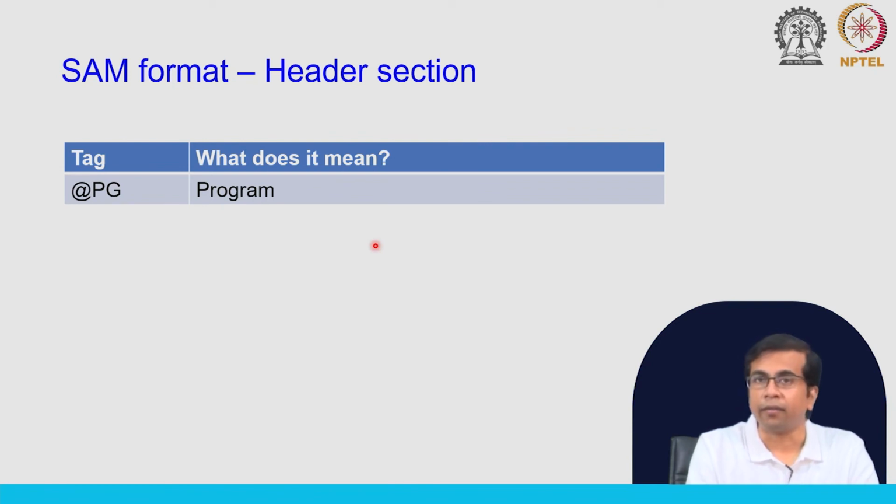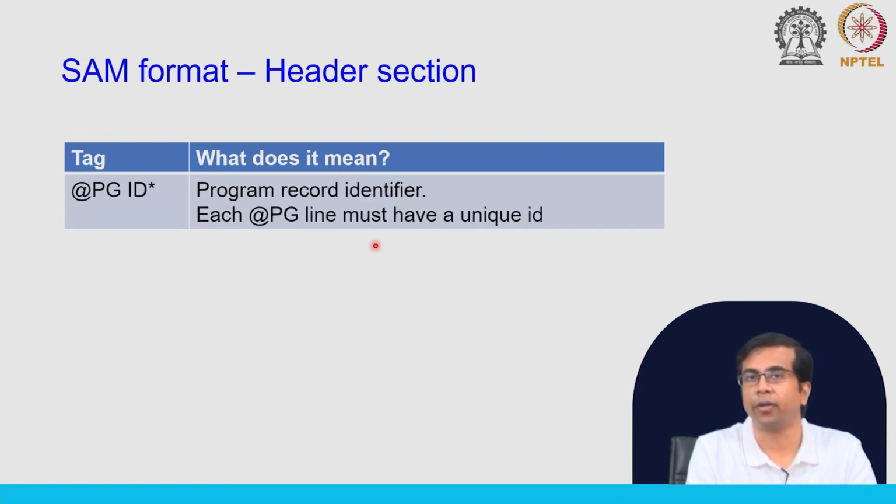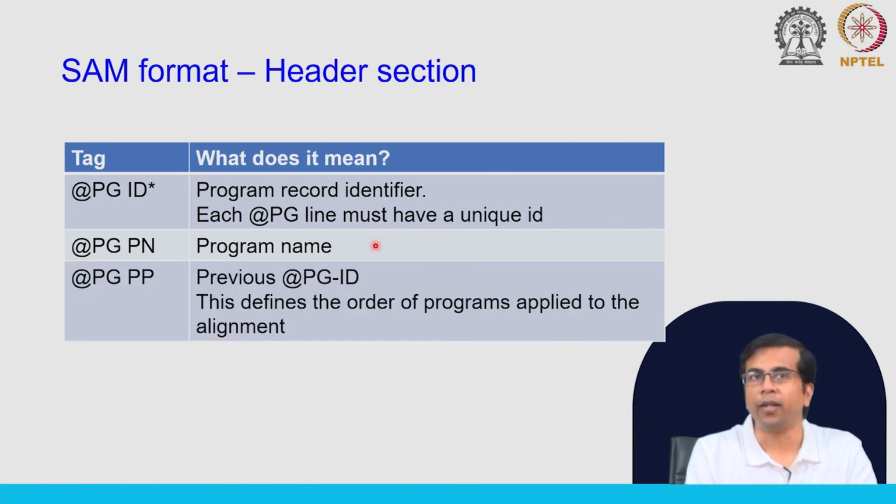Then you have another type of tag called @PG. This is a program: which program actually generated this SAM file. This is important. For example, in case of Bowtie2, you should see Bowtie or Bowtie2 under this value. So PG ID means there will be an identifier that tells you this is the program that was used. The program name will be there if you have some other name.